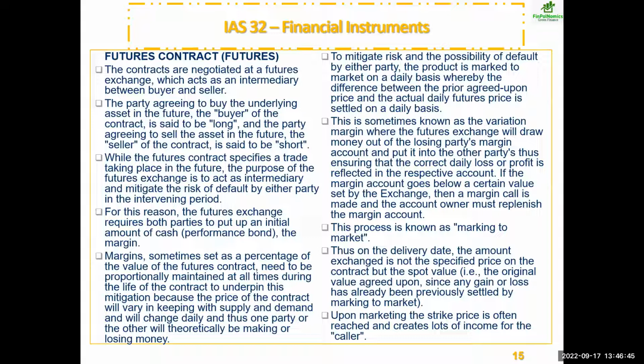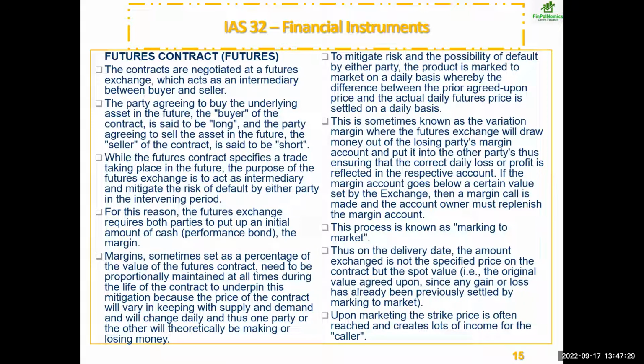money. To mitigate risks and the possibility of default by either party, the product is marked to market on a daily basis, whereby the difference between the prior agreed upon price and the actual daily future price is settled on a daily basis. This is sometimes known as a variation margin, where the future exchange will draw money out of the losing party's margin account and put it into the other party's, thus ensuring that the correct daily loss or profit is reflected in the respective accounts. If the margin account goes below a certain value set by the exchange, then a margin call is made and the account owner must replenish the margin account. This process is known as marking to market.